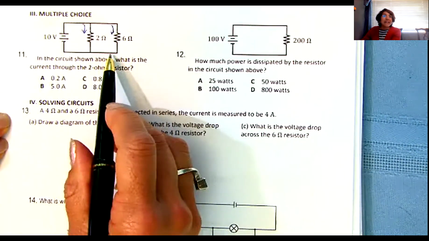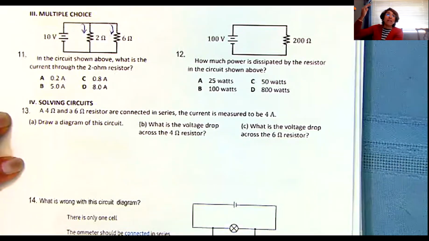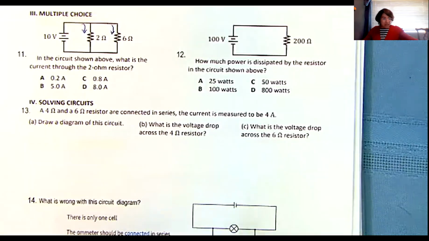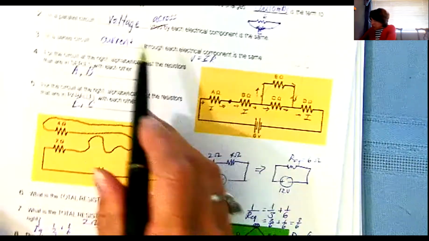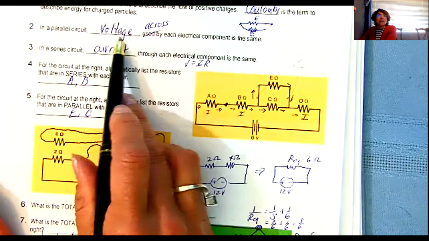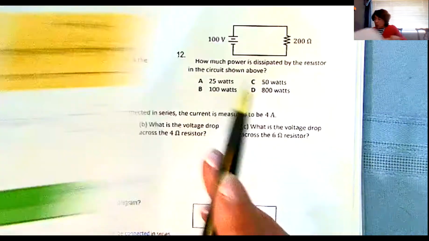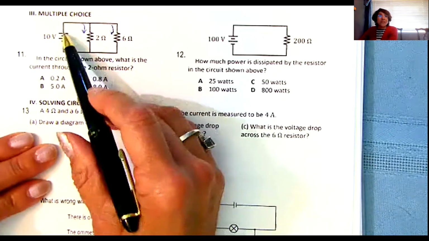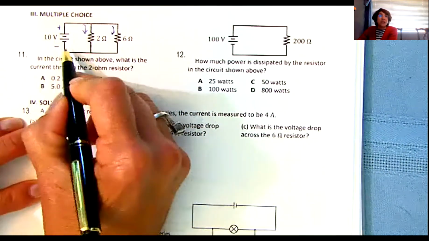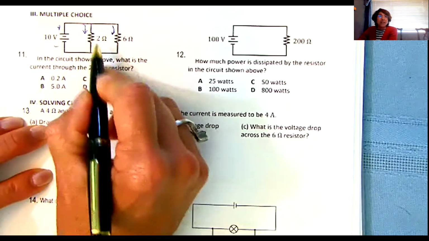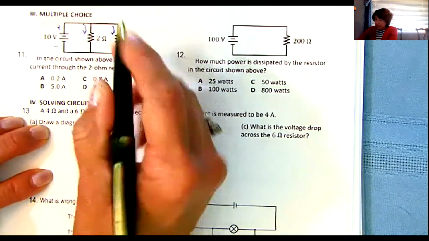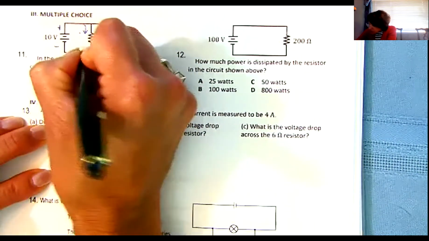They are parallel. Correct. So what do you know about parallel right away? We would have to use the same equation we did in number 7. What is the same when it's parallel? Oh, the voltage. Correct. So if it's 10 volts here, I know it's 10 volts here, and I know it's 10 volts here. Correct? So I know it's 10 volts here also.